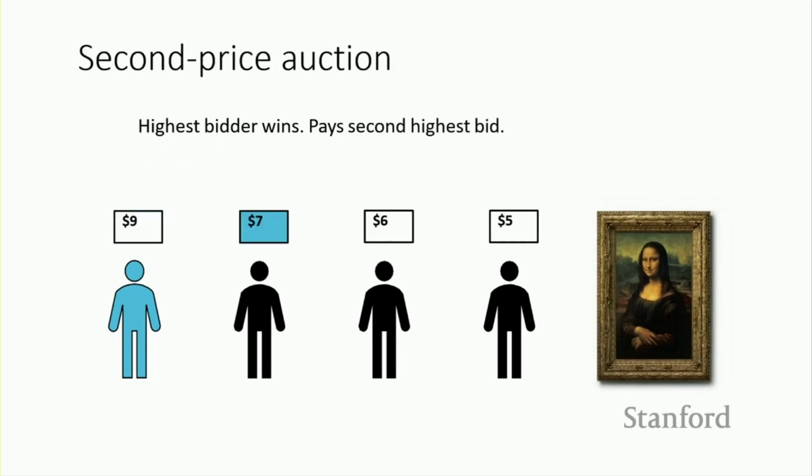Another auction, one that you might have seen and is quite popular, is a second price auction. So what you do is everyone bids. This partially mitigates the strategy that you just talked about. Everyone bids.